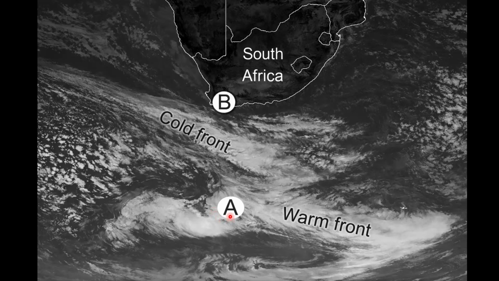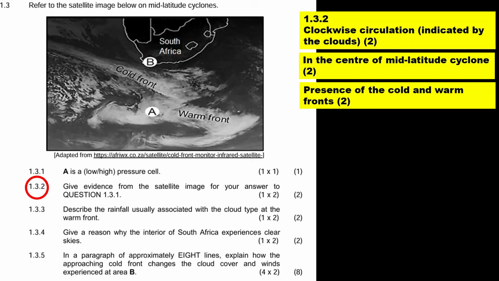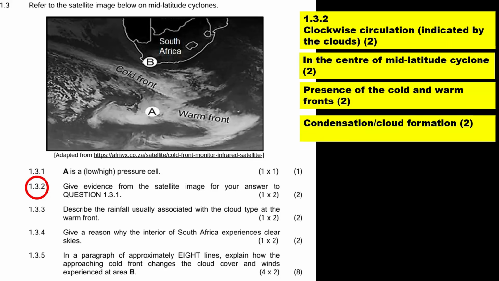Question 1.3.2. Give evidence from the satellite image for your answer. Now the examiner wants the proof from the picture, not the theory. Look carefully at the satellite image. You can see clouds rotating clockwise. You can see cold and warm fronts. You can see thick cloud formation. All these are signs of rising air, condensation, and low pressure. You can say clockwise circulation of clouds. You can also say presence of cold and warm fronts. You can also say condensation and cloud formation.